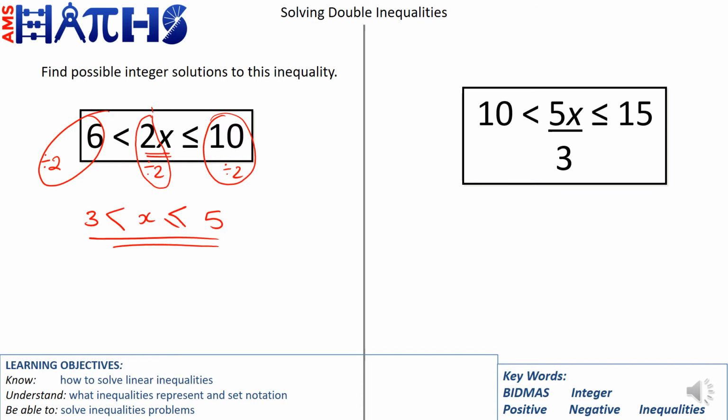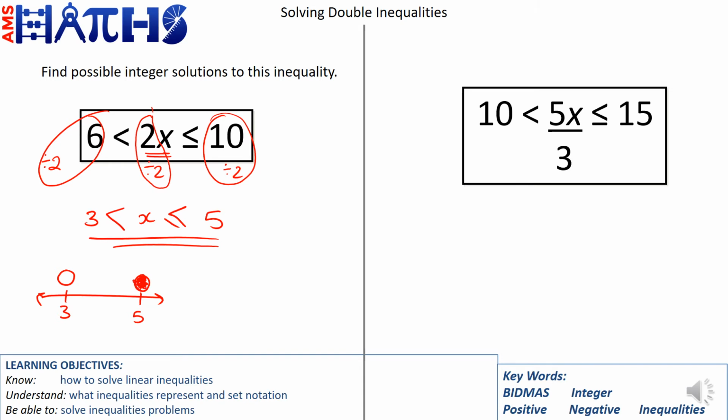So it means that x has to be greater than 3, but x must be less than or equal to 5. So if they ask you to show that on a number line, we just need to put in our references, 3 here, 5 there, and then put our circles above the number. The 5 should be shaded because it says less than or equal to.